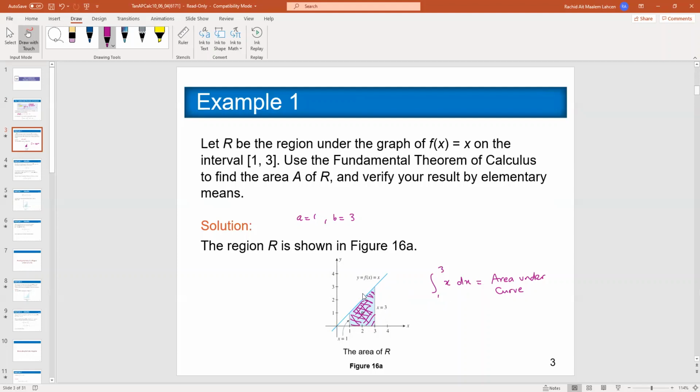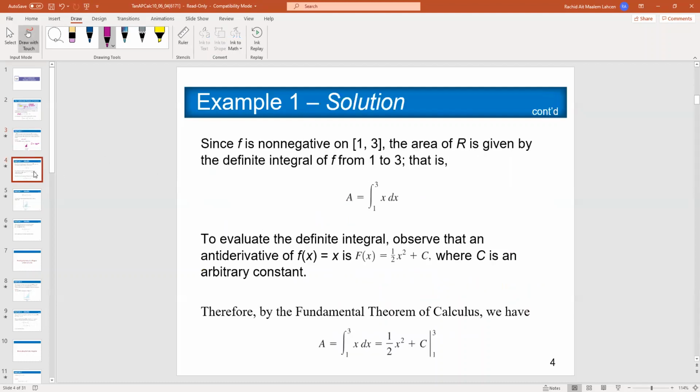Look at it also this way. In this case, x is positive, this function is positive. So if this is positive, then you're finding the area under the curve. And if the function goes up and down, then it's going to be a net area. So let's just explain one at a time.